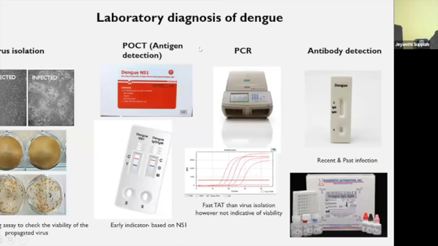Okay, so moving on to the laboratory diagnosis of dengue. This is an overview of the currently available laboratory diagnosis. We have virus isolation, which is considered the gold standard. Here I have shown the uninfected and infected cell lines. There is a wide range of cell lines that can be used to isolate the virus. This is an uninfected cell, and this is the infected cell.